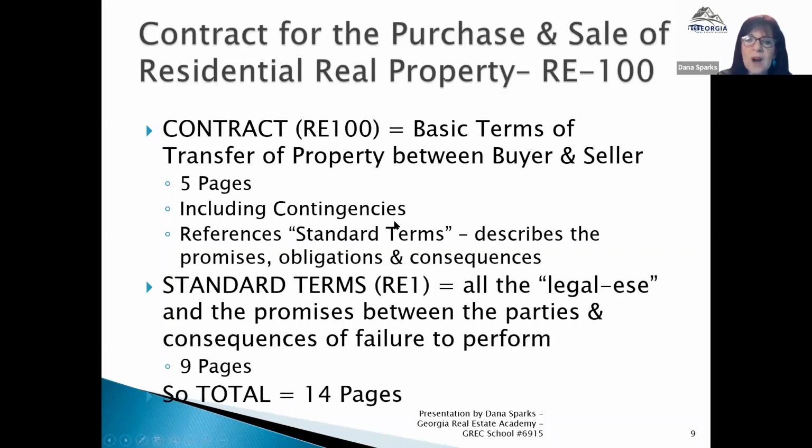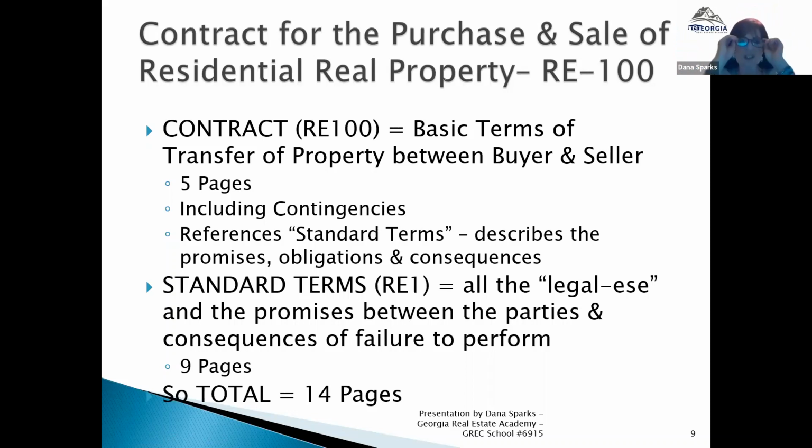The contract references the standard terms, but the standard terms are, as I mentioned, the legalese or the promises between the parties. The standard terms is a separate document. It's RE1. It is 9 pages in total. Point of practice, and you guys are going to see, I am going to try and hammer this home with you all throughout this class.